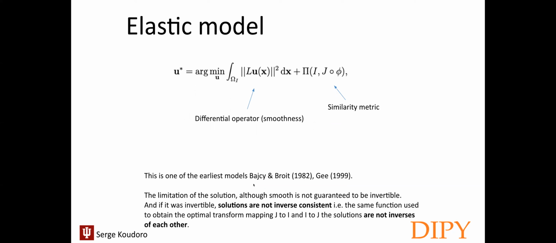However, the limitation is that the solution, even if smooth, is not guaranteed to be invertible. And if it is invertible, solutions are not inverse consistent, meaning that the same function used to obtain the optimal transform mapping J to I and I to J gives solutions that are not inverse to each other. So if we make the transformation from J to I and from I to J, we can encounter different results, which we will try to avoid.